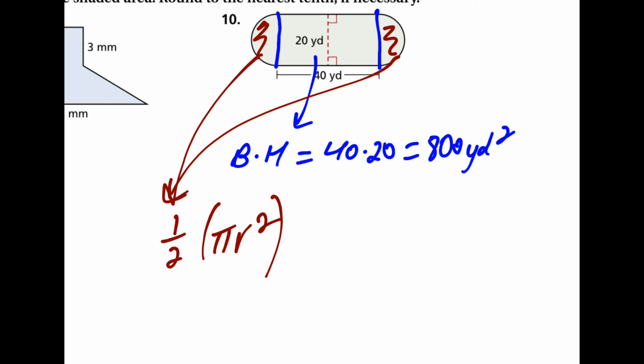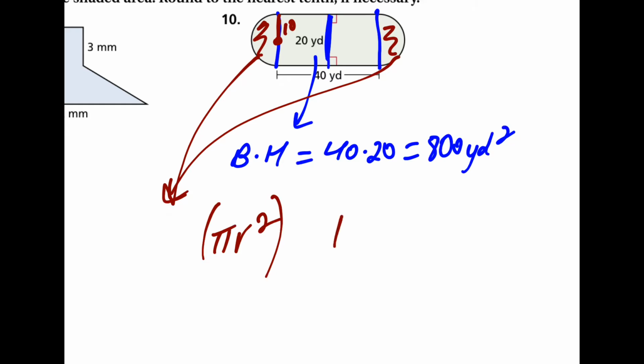But since there's two of them, we can get rid of the 1/2 and just treat it as one whole circle. And we know the diameter is 20 because that's given here. That's the distance from the top to the bottom. So the radius, half of that, is going to be 10.